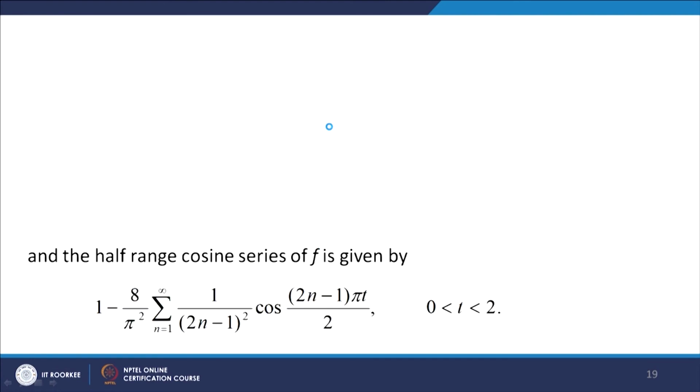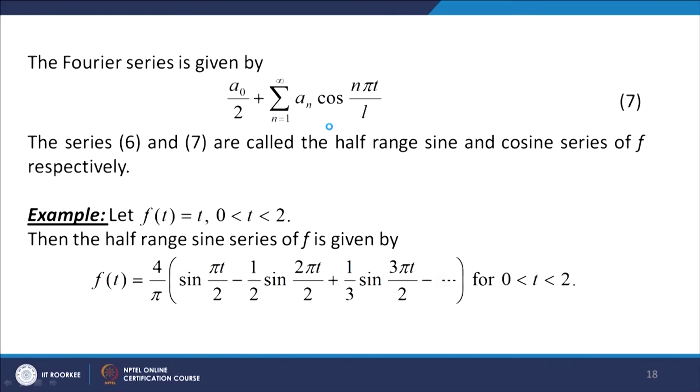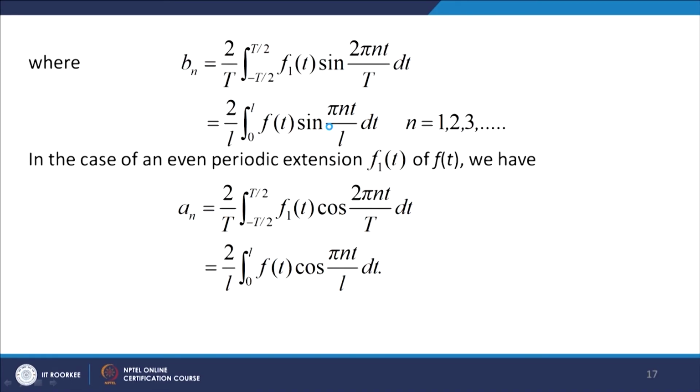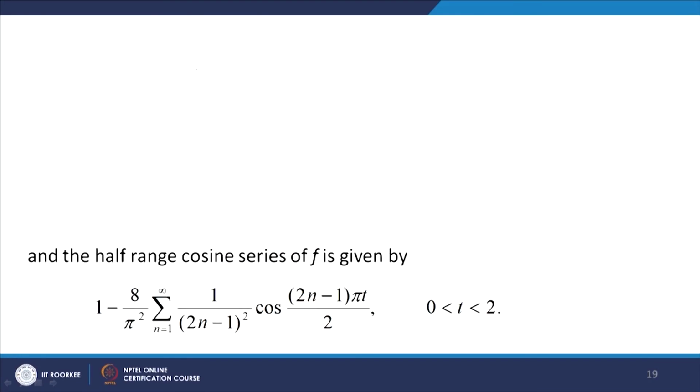And similarly, we can find the half range cosine series of f. To get the half range cosine series of f, we consider an even periodic extension of f, and when we consider an even periodic extension, we apply this formula: a n equal to 2 over L, integral from 0 to L of f(t) cos(n pi t / L) dt. So, let us see how we get this. We can show one of the two. So, a n equal to 2 over L, integral from 0 to L of f(t) cos(pi n t / L) dt.